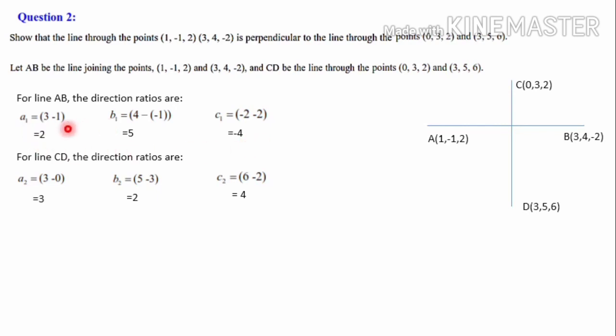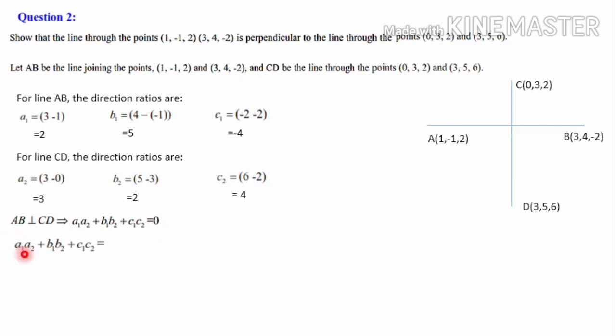This one, A1, B1, C1, represents the first line, and second line means A2, B2, C2. 3, 2, and 4 are the direction ratios. We have learned the condition, that is, if AB perpendicular to CD implies A1 A2 plus B1 B2 plus C1 C2 is equal to 0. Means if A1 A2 plus B1 B2 plus C1 C2 is 0, in the sense the two lines are perpendicular.